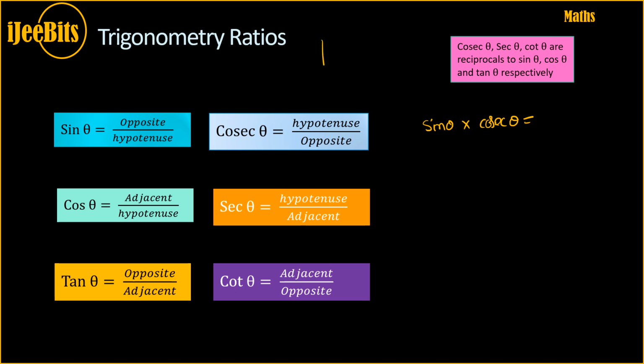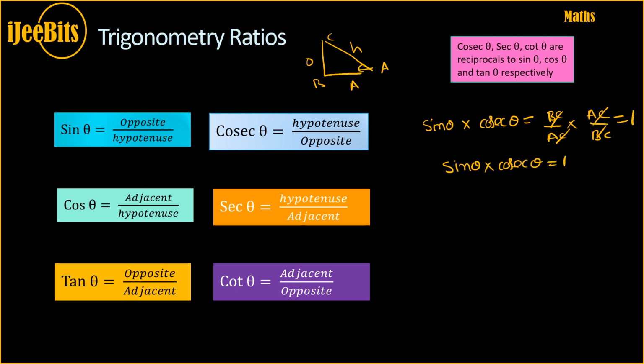Why? So if you say this is A, B and C, this is the hypotenuse, this is the opposite, this is the adjacent, right? Sin theta is how much? Opposite by hypotenuse, which is BC by AC, times cosecant, which is AC by BC. So you can cross these two, which gives rise to 1. Hence sin theta times cosecant theta equals 1, or sin theta equals 1 by cosecant theta.